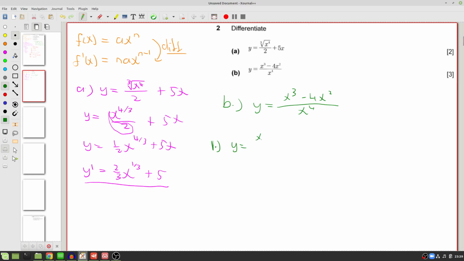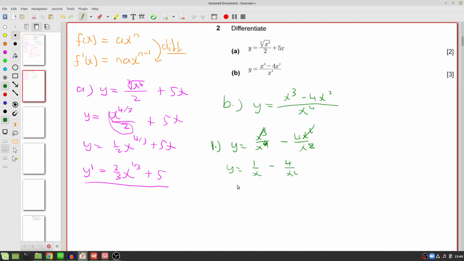So we can say this is x to the power 3 over x to the power 4 minus 4x squared over x to the power 4. Then we can simplify that. So x cubed and x to the power 4, the x cubes cancel out with 3 of those x's, so we just have 1 over x here, minus the 4 can stay, but the x squared cancels out with 2 of those, so there's just an x squared left at the bottom.